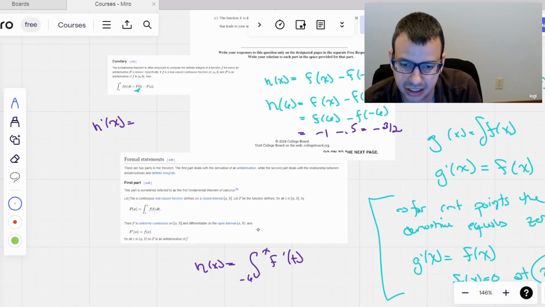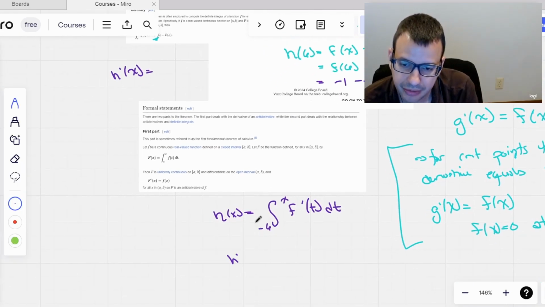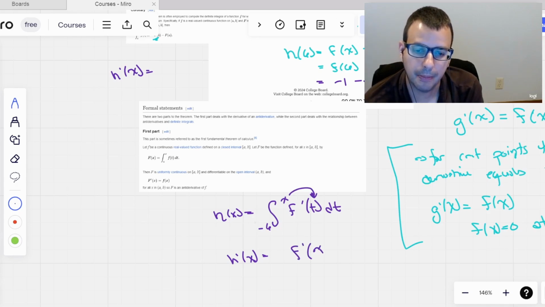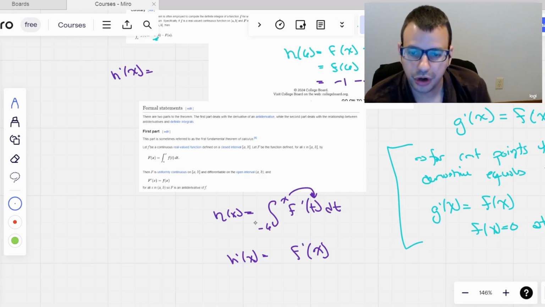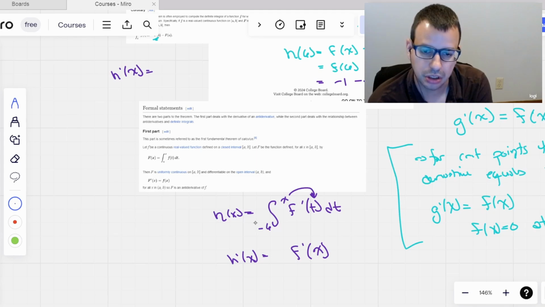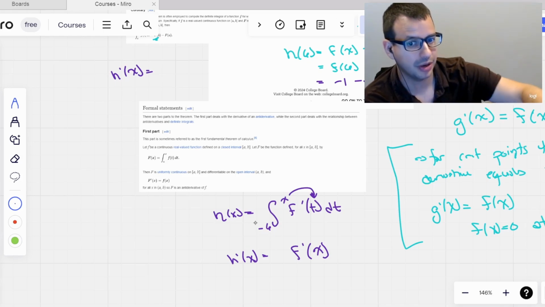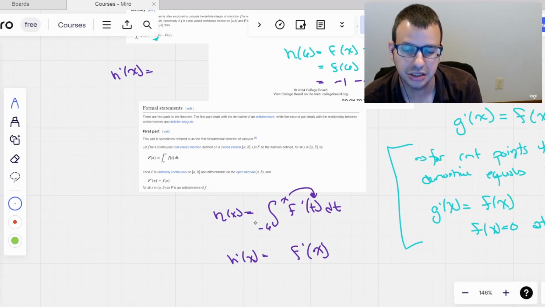f prime of t dt. Therefore, h prime of x is going to be f prime, and we're just going to take this x and plug it in there. One other nuance, and this is kind of just memorizing the way it's going to pretty much always work: you plug in x, but then you also multiply by, because of the chain rule, the derivative of x. So this is actually f prime of x times the derivative of just x, which is 1, which is why we are going to ignore it in this case.